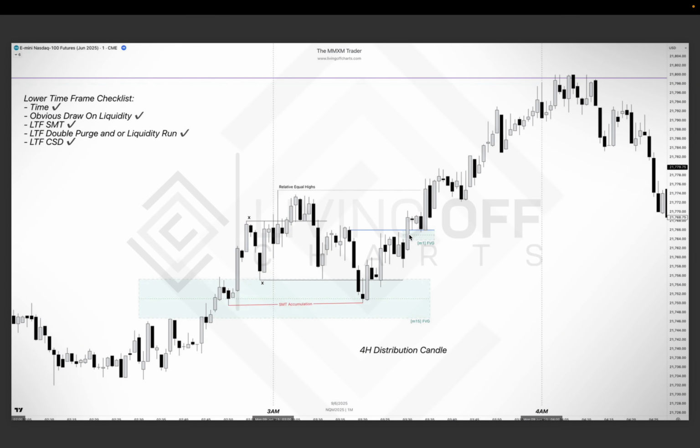Market then also has a 1-minute fair value gap there, trade down into it, and that is the Blitz model there with the 15-minute FVG.